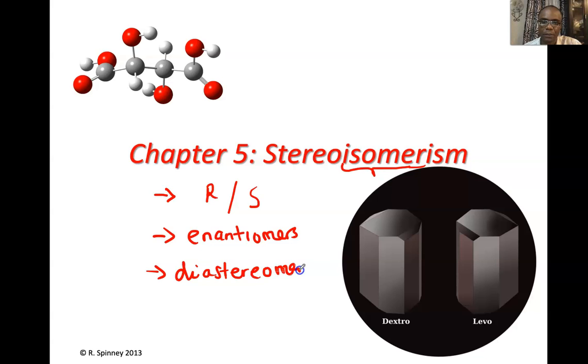We will define mesocompounds. So how can you tell these types of isomers apart? How can you tell them apart? Enantiomers, diastereomers, mesocompounds. You'll have to use the R and S system.